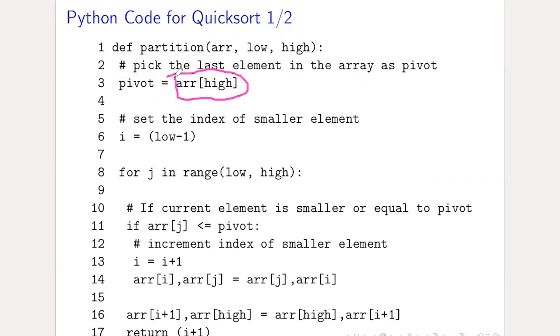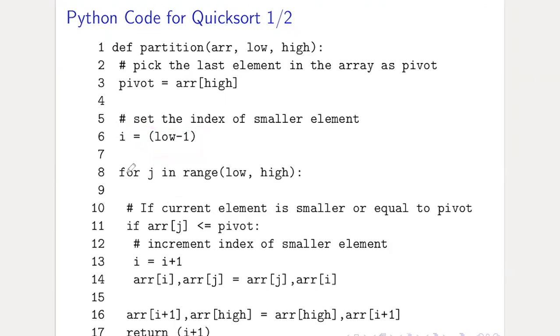You are dereferencing the array to get its content. Then I will be setting the index of the small element. Basically this is to put the elements on the correct side. So I have defined the variable i, and low - 1 is the index of the smaller element.